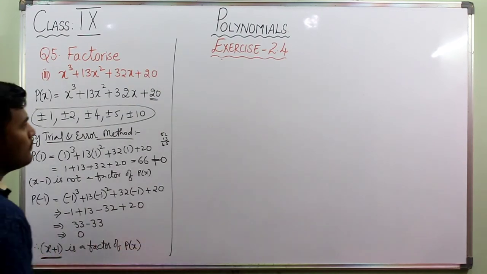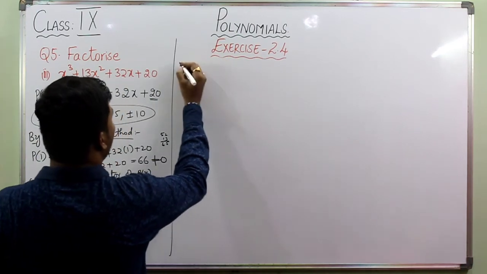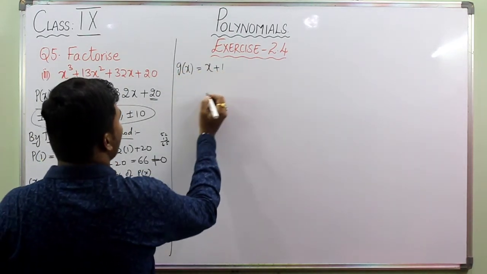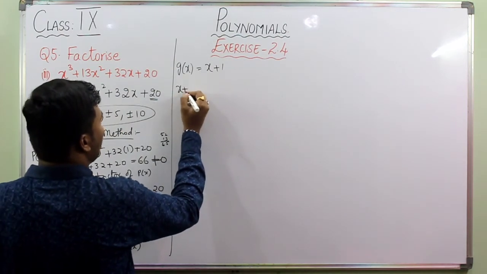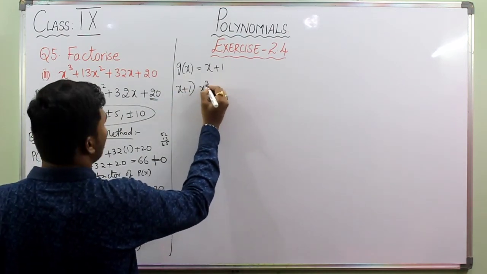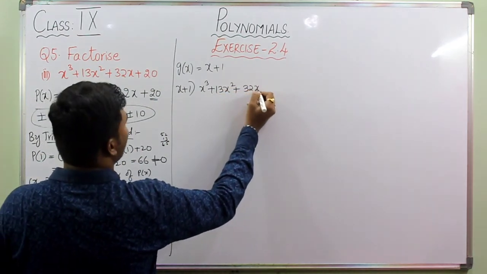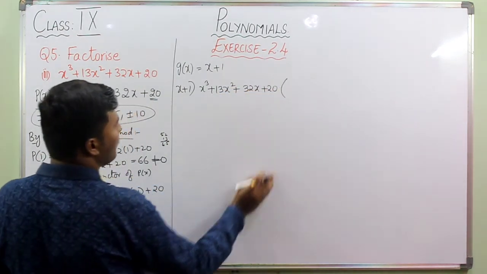So what should we do now? Long division, right? We have p of x and our g of x has come as x plus 1. So by long division, x plus 1 into x cube plus 13x square plus 32x plus 20, right?